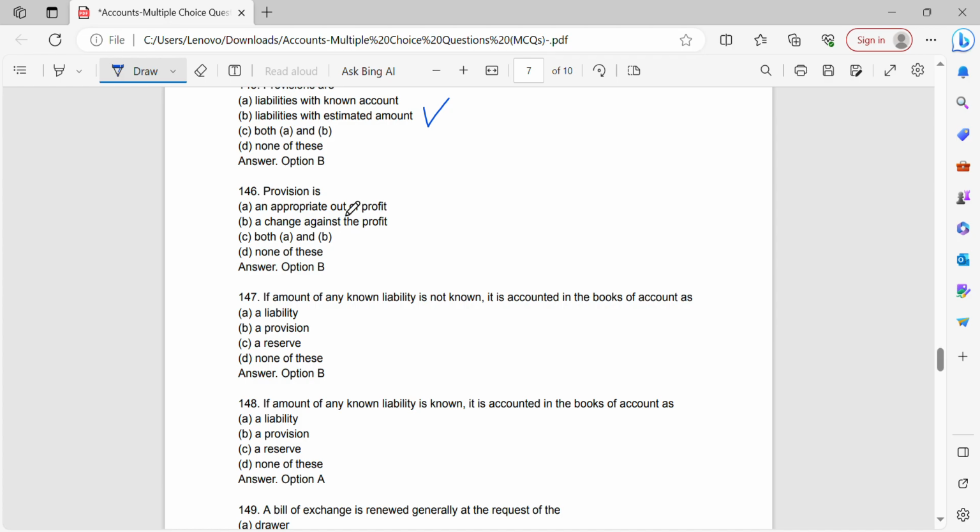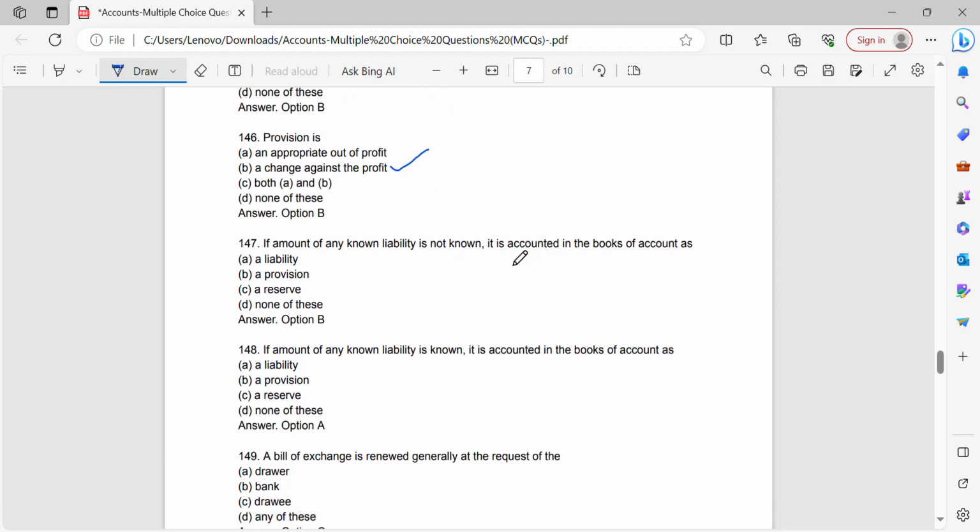The next question is: a provision is A, an appropriation out of profit; B, a charge against the profit; C, both A and B; D, none of these. The answer is option B, a charge against the profit. If the amount of any known liability is not known, it is accounted in the books of account as A, a liability; B, a provision; C, a reserve; D, none of these. The answer is option B, a provision.